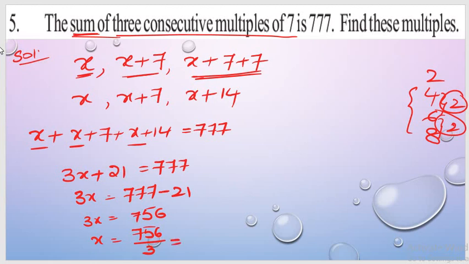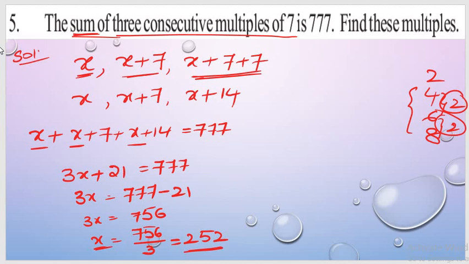Now what am I going to get? In the 3 table, 3 2s are 6, so 1 will be left, 15, so 3 5s are 15, next 3 2s are 6. Now what is the value of x? So x is nothing but 252.